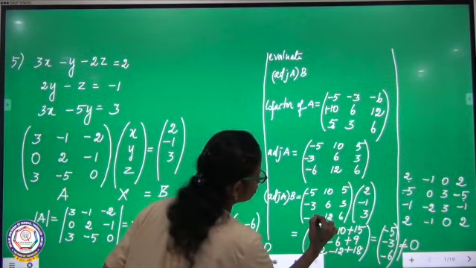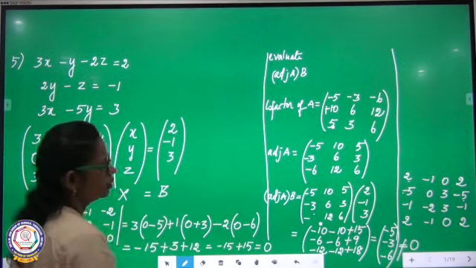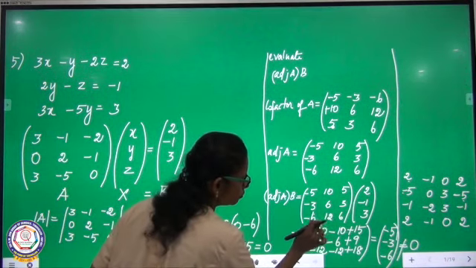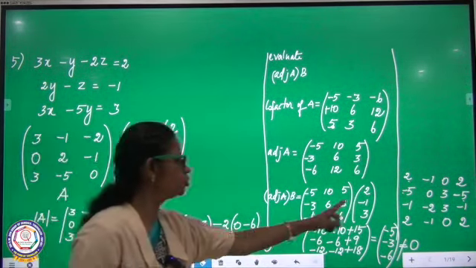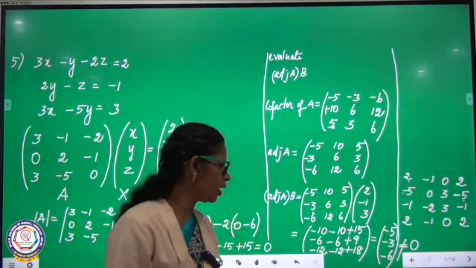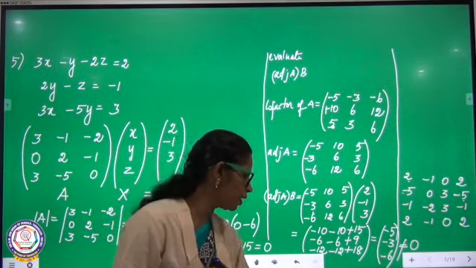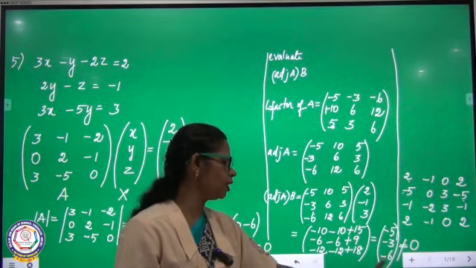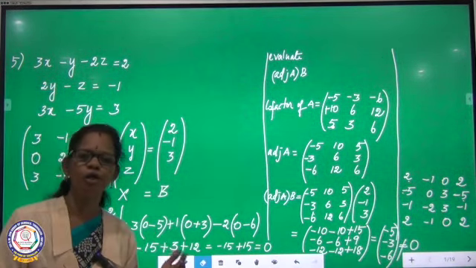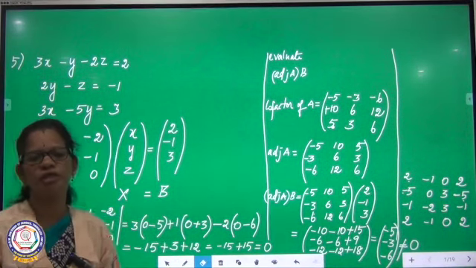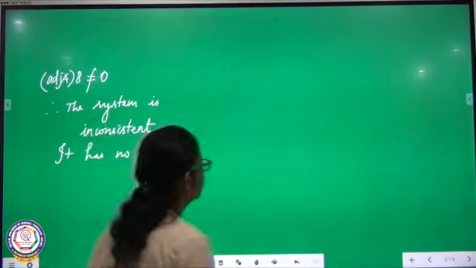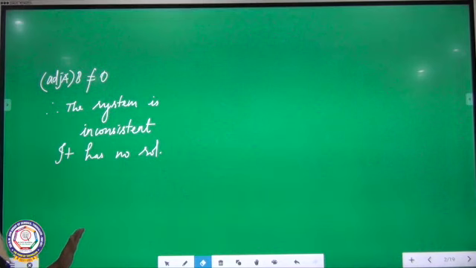Sorry, what I want to write here, minus 6, right? Minus 6 into 2, minus 12 plus 18, minus 20 plus 15, minus 5, minus 12 plus 9, minus 3, minus 24 plus 18, minus 6, definitely it is not equal to 0. Once you arrive at adjoint of A into B not equal to 0, the conclusion is that the system is inconsistent, it has no solution. That is the conclusion, I wrote it at the end.